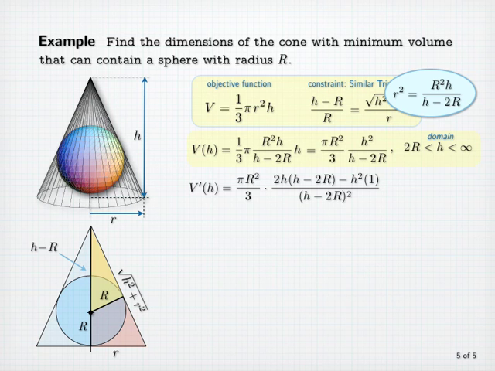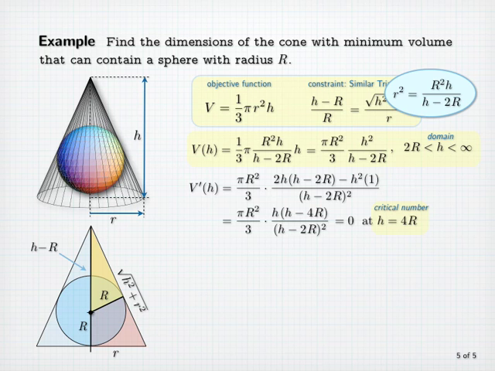Now we simplify the numerator. It becomes h squared minus 4 capital R h. We can factor that to get h times h minus 4r in the numerator. This makes it easy to see that v prime of h is equal to 0 when h equals 4r. That's the only critical number in the domain of the function.